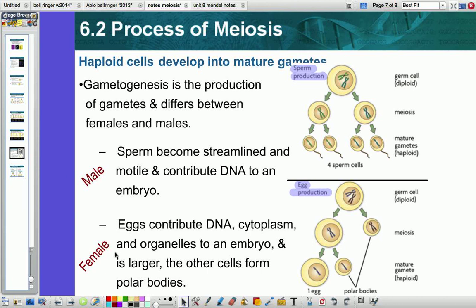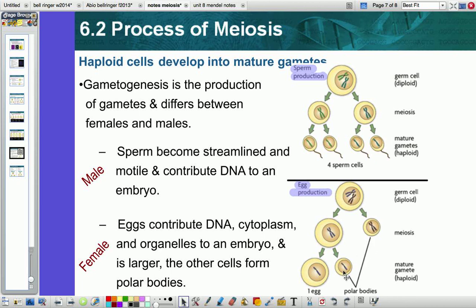Now, in a female, that's different. We're producing the egg, and guess what? There's not 4 eggs that are produced. You can see there's a difference here. What happens is the cell divides so that you get 1 viable egg and what we call polar bodies. This illustration only shows 2. Some illustrations will show that this actually divided so you had 3 polar bodies.